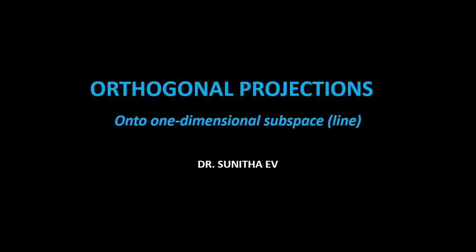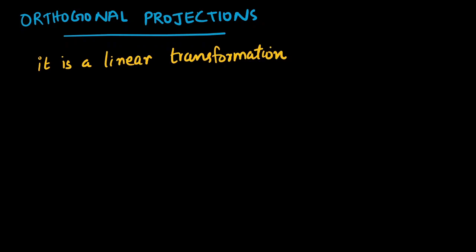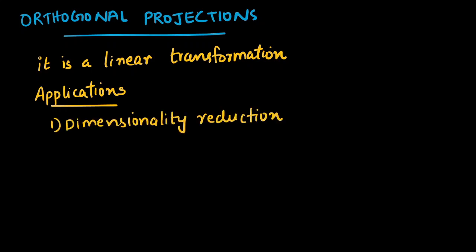Orthogonal projections onto a one-dimensional subspace or line. Orthogonal projection is a linear transformation, and there are two major applications of orthogonal projections in machine learning. The first one is dimensionality reduction, and the second one is linear regression.